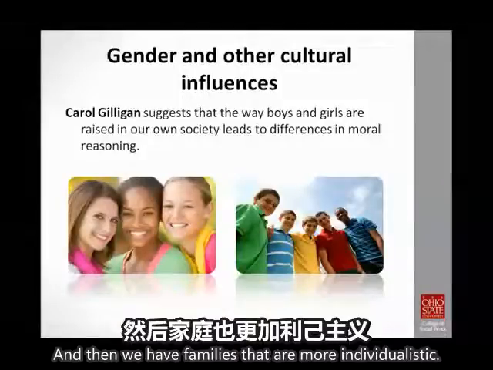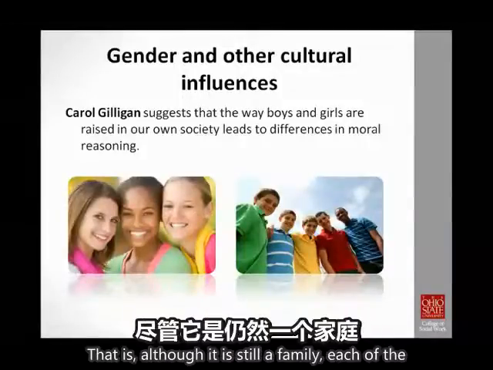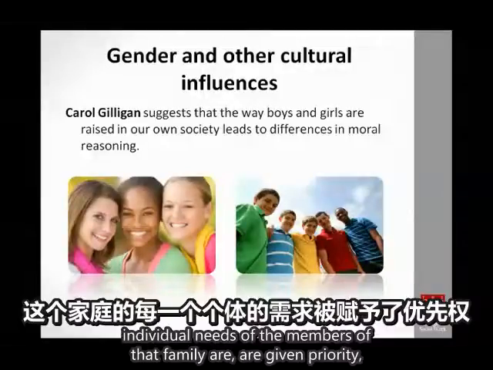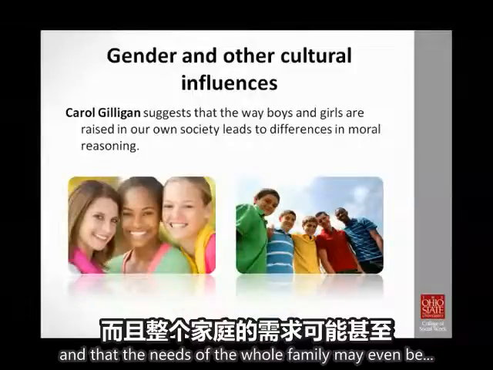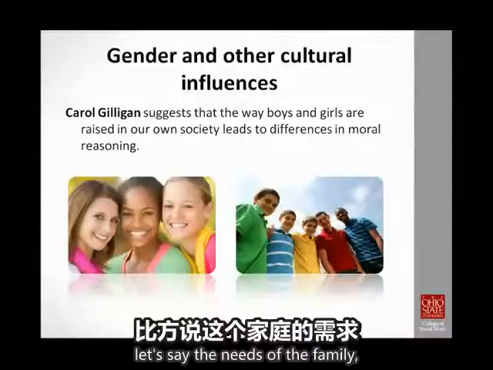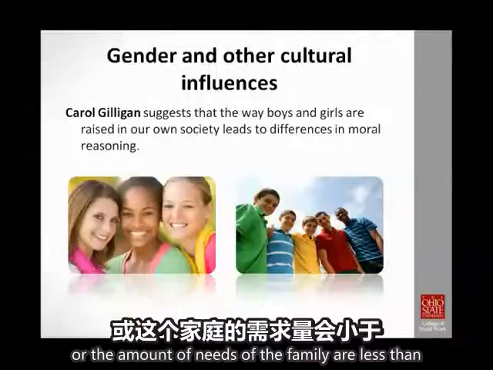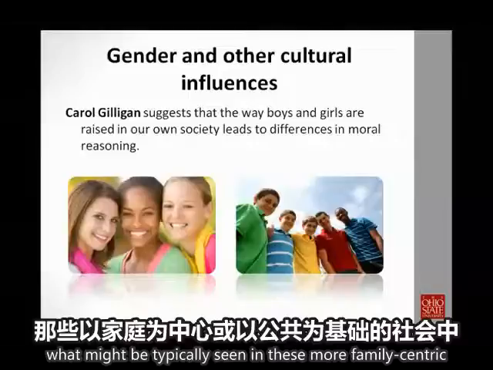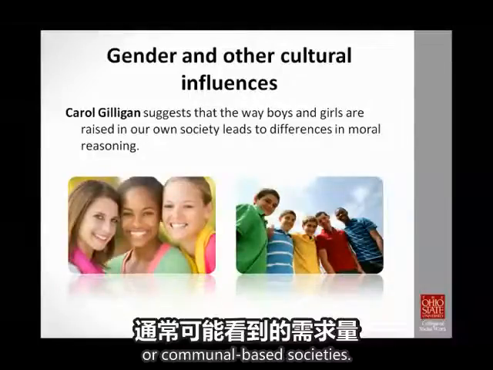And then we have families that are more individualistic. That is, although it is still a family, each of the individual needs of the members of that family are given priority, and the needs of the whole family are less than what might be typically seen in these more family-centric or communal-based societies.